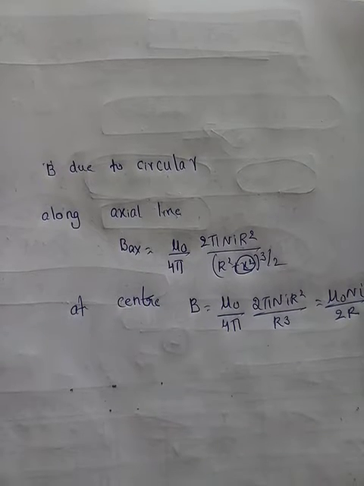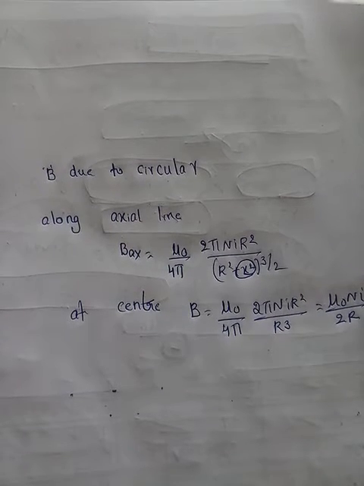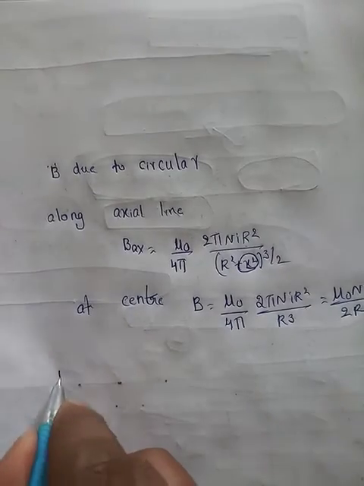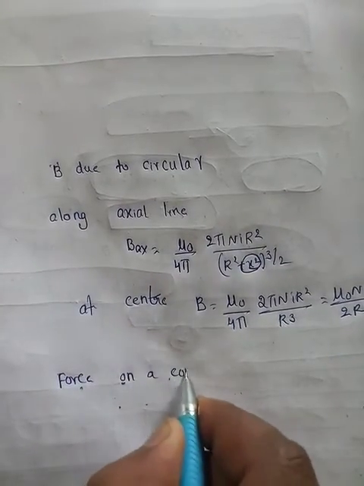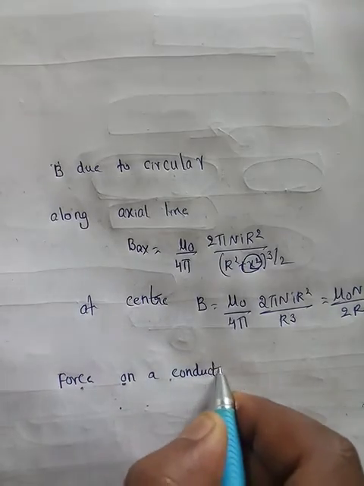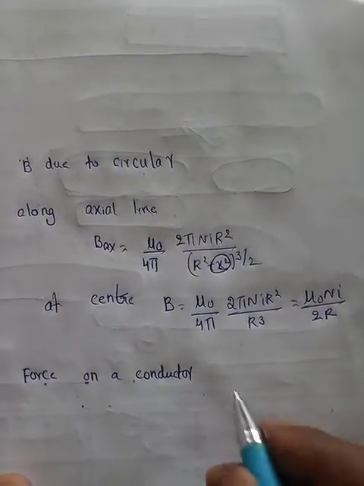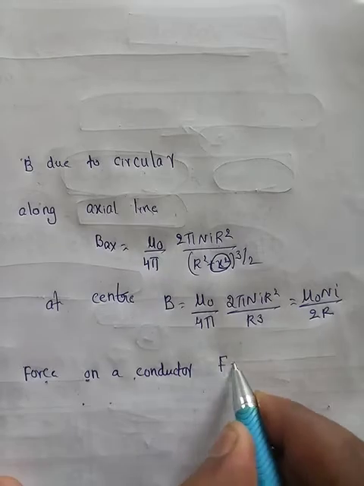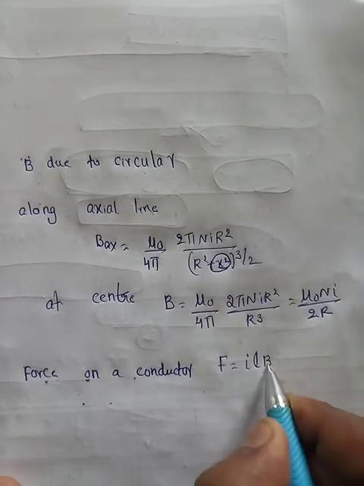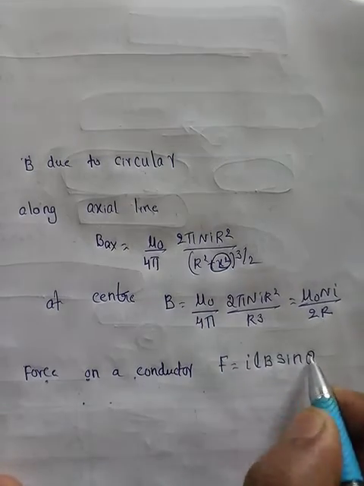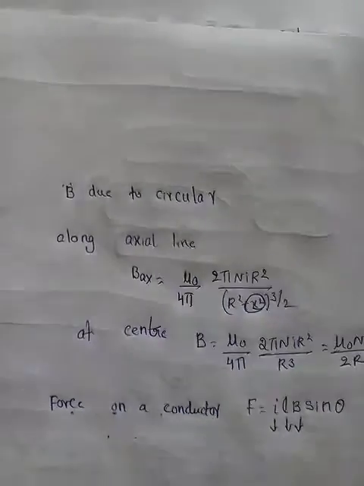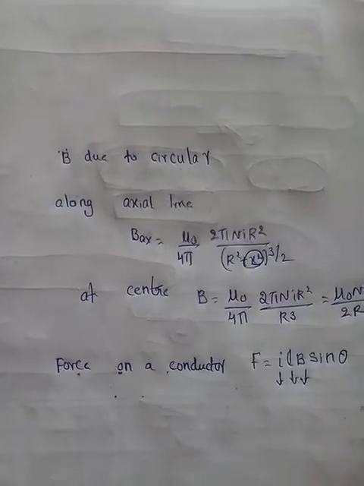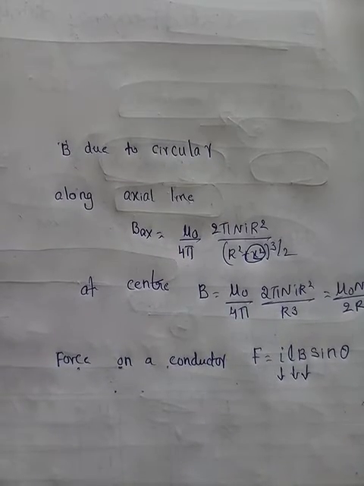In a similar way, next one is force on a conductor. What is the force acting on a conductor? F is equal to I L B sin theta, where I is the current, L is the length of the conductor, B is the magnetic field, and theta is the angle made by the conductor with respect to the magnetic field.